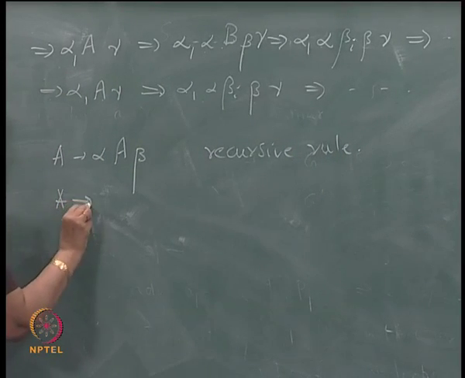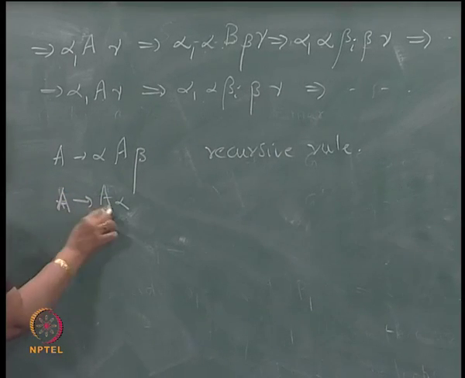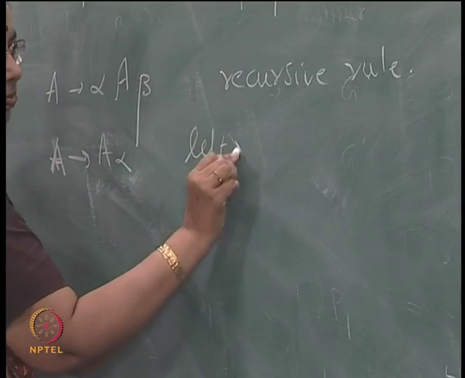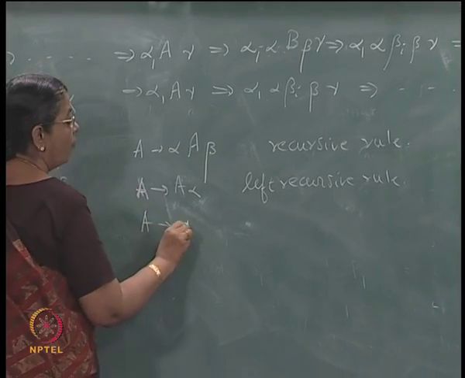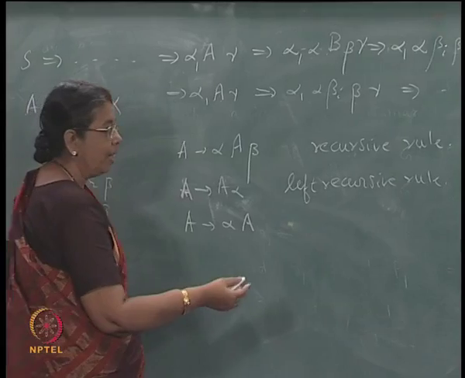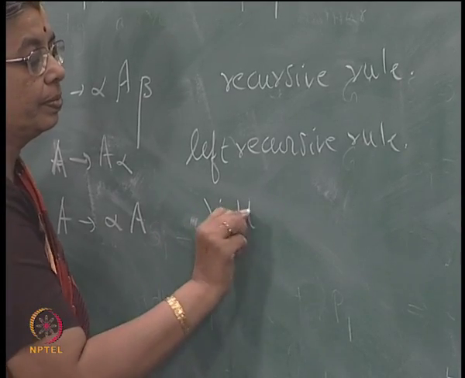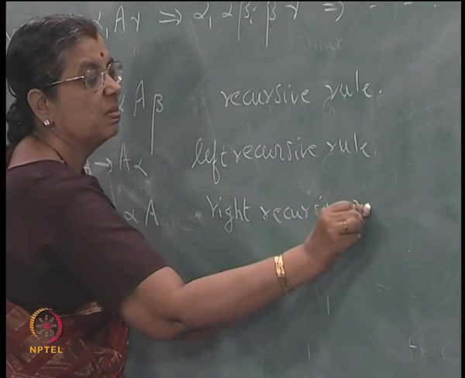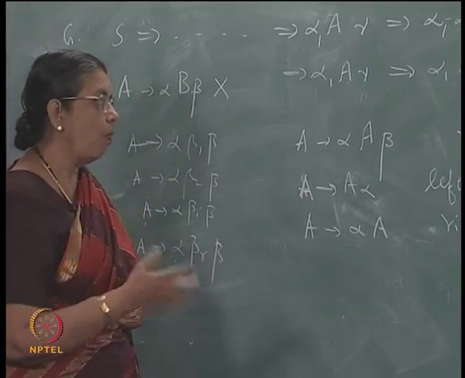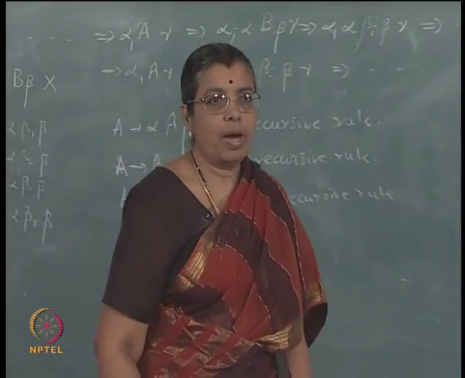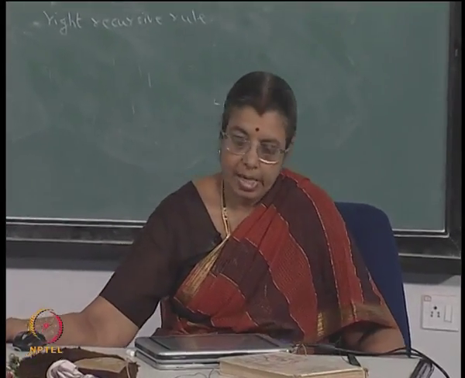A rule of the form A goes to A alpha, where A is the leftmost symbol, is called a left recursive rule. A rule of the form A goes to alpha A, where A is the rightmost symbol, is called a right recursive rule. In many cases, you may want to avoid left recursion. When we learn about parsing, we will see that sometimes we will want to avoid left recursion. But when you avoid left recursion, you will be introducing right recursion. But that is okay. So that is what we are going to do here. We want to avoid the left recursive rules.